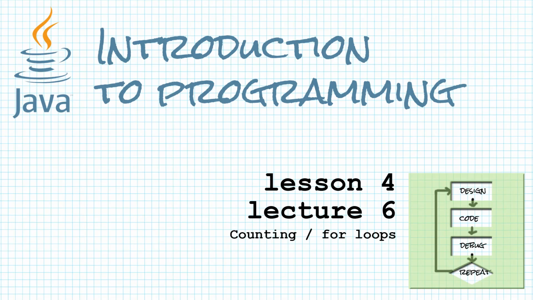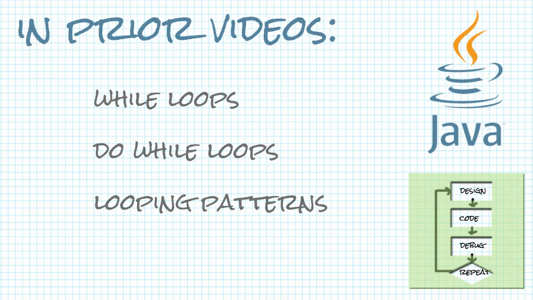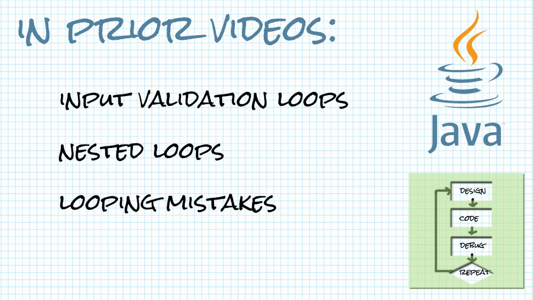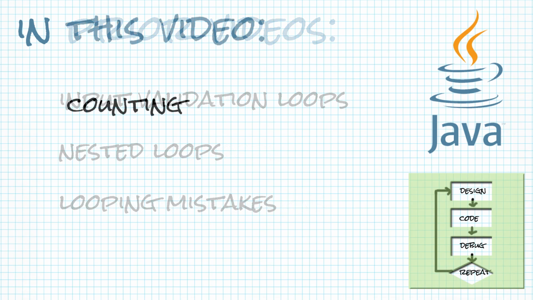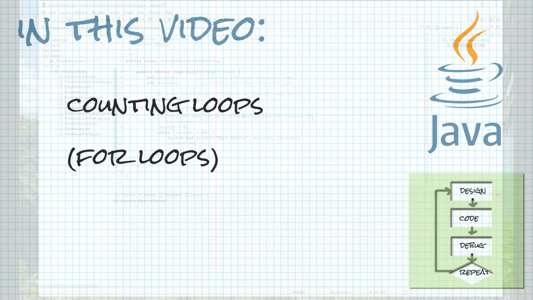This is the 23rd video in the Introductory Programming in Java full course and the 6th video of Lesson 4, Looping Structures in Java. So far we've covered while loops, do-while loops, looping patterns, input validation loops, nested loops, and looping mistakes to avoid. In this video, we're going to talk about counting loops, or for loops. Let's get right into it.